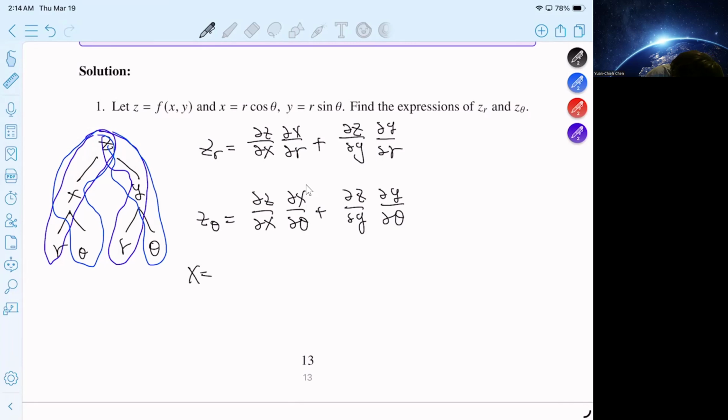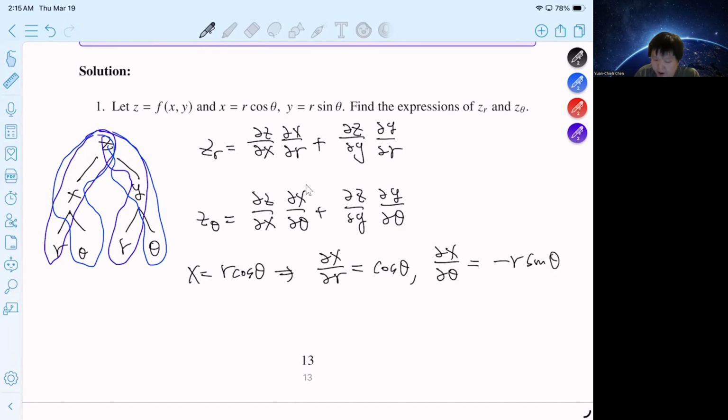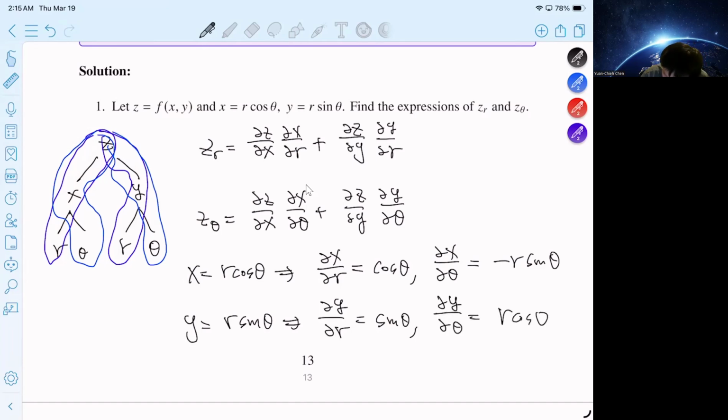Since we have x equals r cosine theta, partial x partial r, where theta is a constant, will just be cosine theta. And partial x partial theta, where r is a constant, will be negative r sine theta. And y equals r sine theta, we do the exact same thing. So partial y partial r will just be sine theta, and partial y partial theta will be r cosine theta.